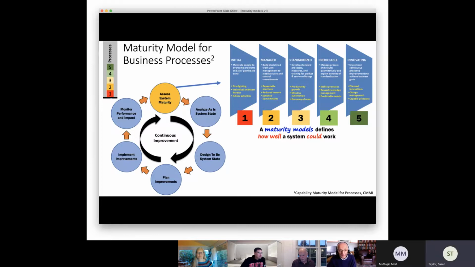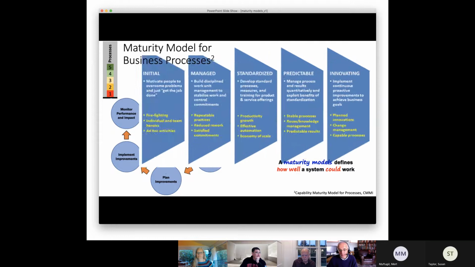Okay. So we adopted a maturity model for business processes, the capability maturity model from CMMI, which is kind of standard. A maturity model typically describes or defines how well a system could work. It sets up a range from not so good to really amazing. So that is a model that we've adopted that's available and widely accepted.